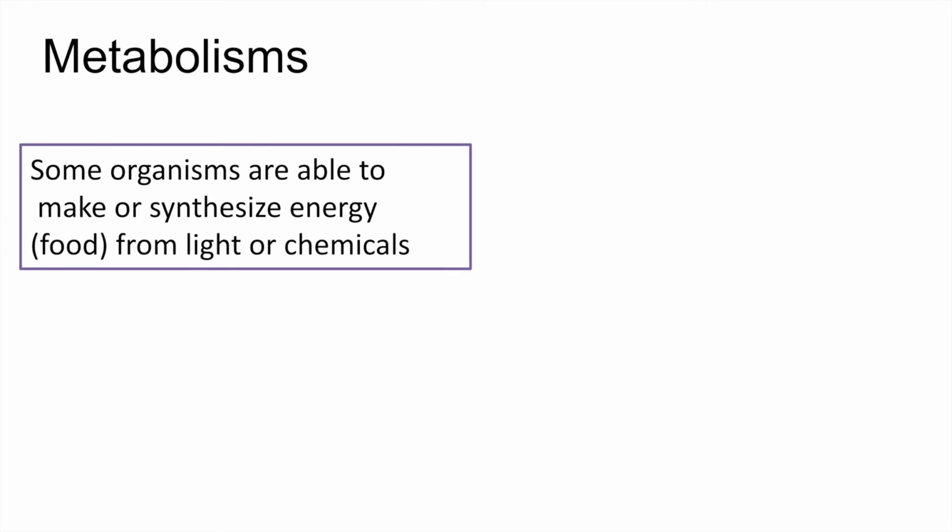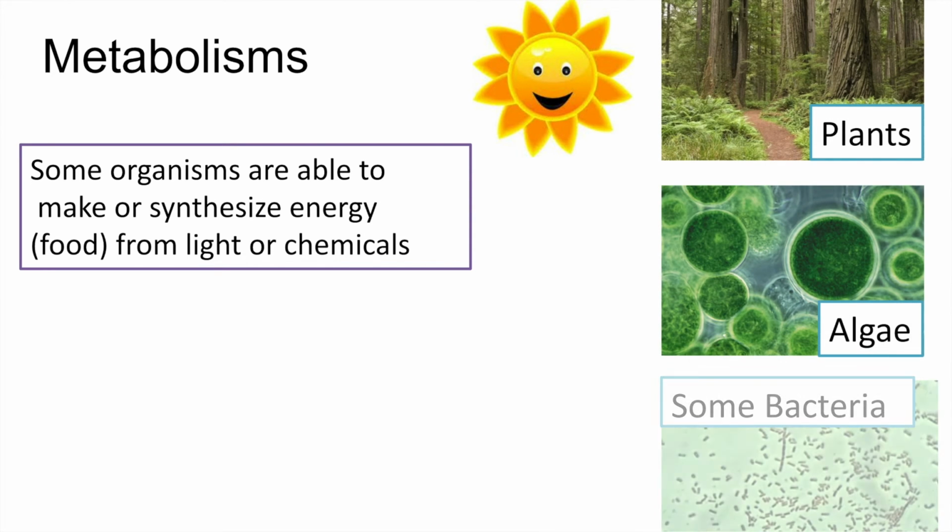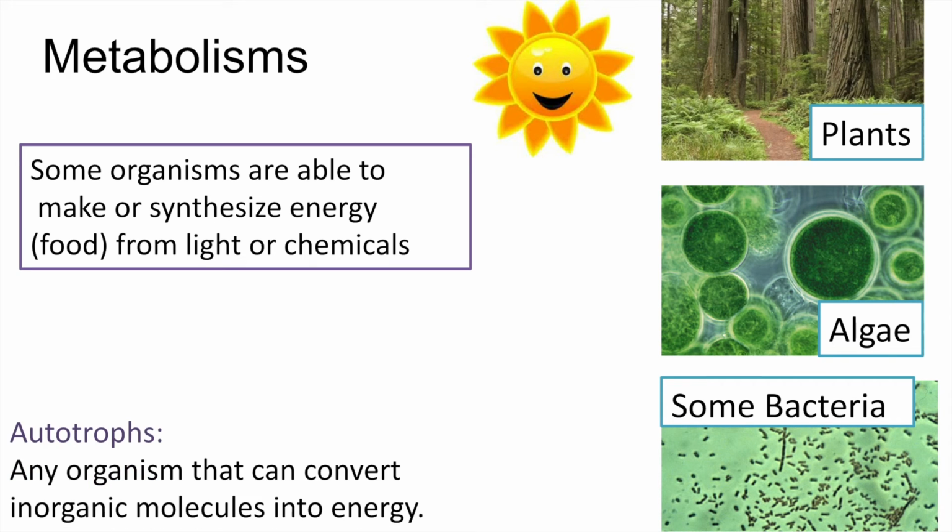So these organisms, these individuals, all have metabolisms. There are two types of metabolisms. Some are able to make energy from light using chemicals. Some examples would be plants, algae, bacteria. They are called autotrophs. Any organism that can convert inorganic molecules into energy. So inorganic, something like sunlight, they can take that in, go through a chemical reaction, photosynthesis, create energy. They make sugar that they can use.